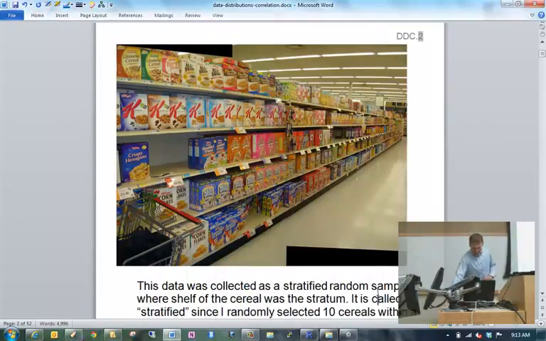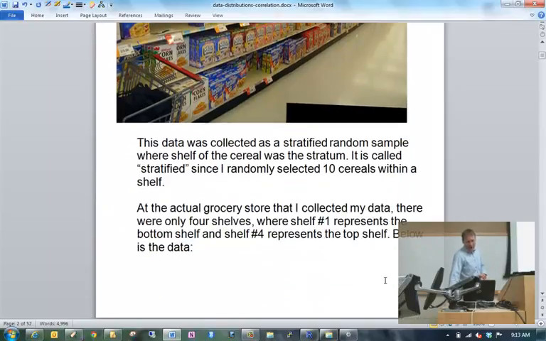Anyway, okay, so what I actually did a few years prior to this, I didn't actually collect my data from this Hy-Vee. I collected it from another grocery store. I actually did what's called a stratified random sample, where I stratified based upon the shelf.